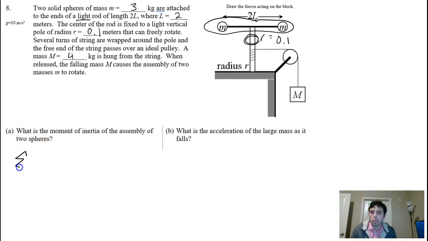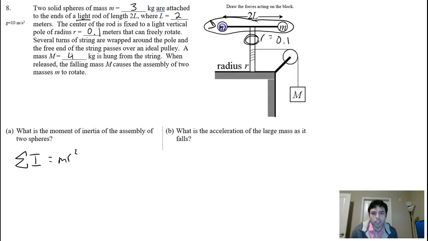So our total moment of inertia, net sigma I, right, or the net I, is each individual moment of inertia added up. So this sphere here has got a moment of inertia, and it's mr squared, right? Because we're treating it as a single point, right?